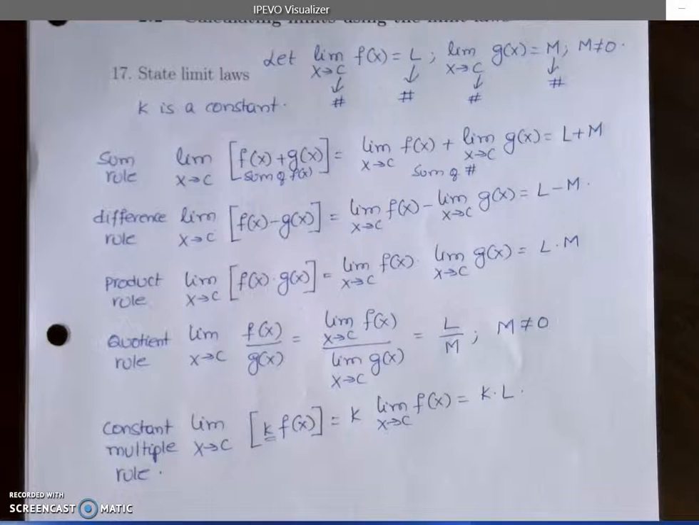I hope this is very clear, and in the next video we will talk about finding the limits by direct substitution, factoring out, rationalization, and many other techniques.